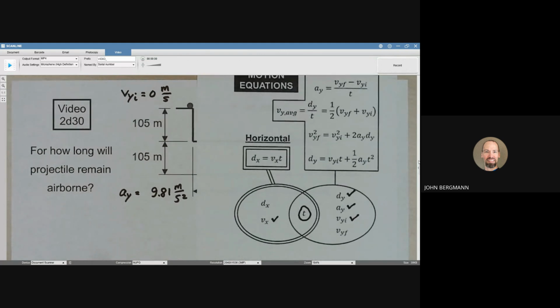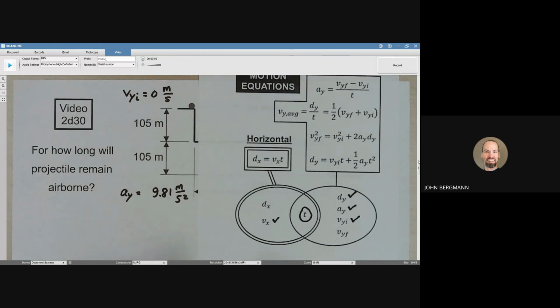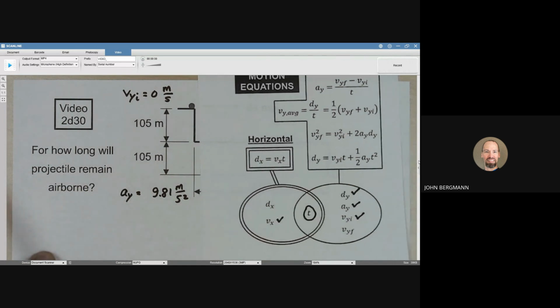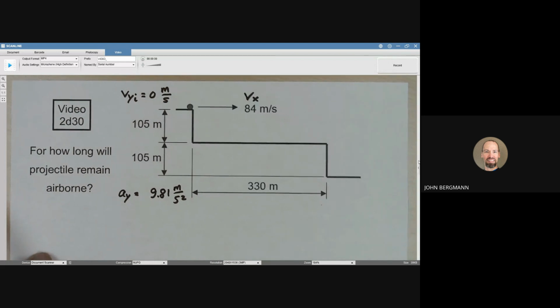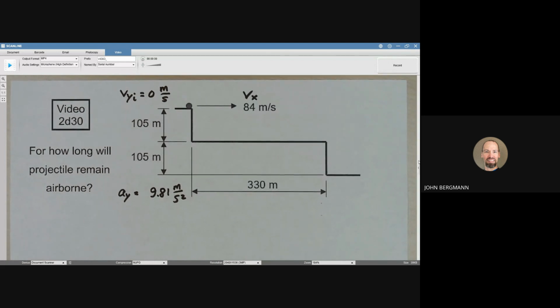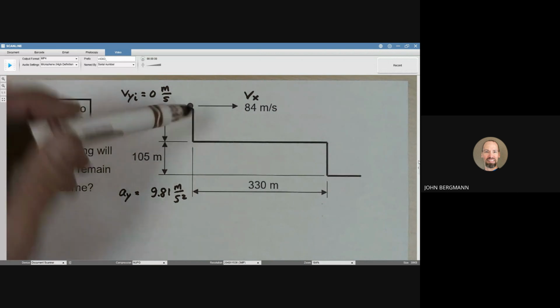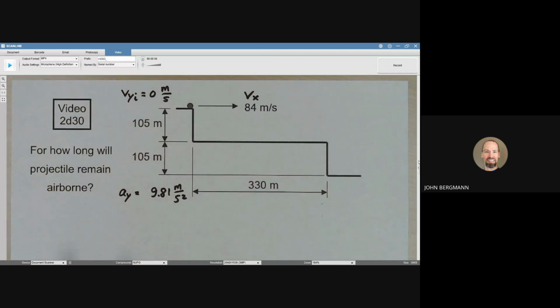How would we find time? We can't use the leftmost bubble to find time because we don't know dx. So let's use the rightmost bubble. What equation will apply? I think it's the one on the bottom: dy, vy initial, ay, and we're looking for time. Let's use that one, and we're going to do it twice, once in case the cannonball lands on the shelf, and once in case it clears the shelf.